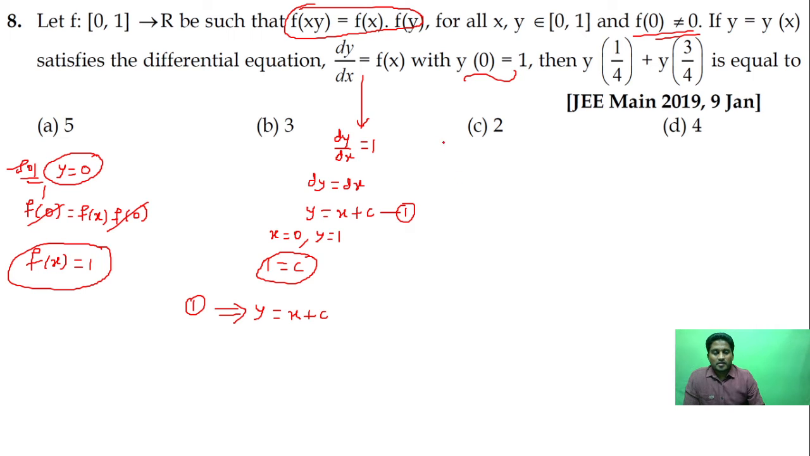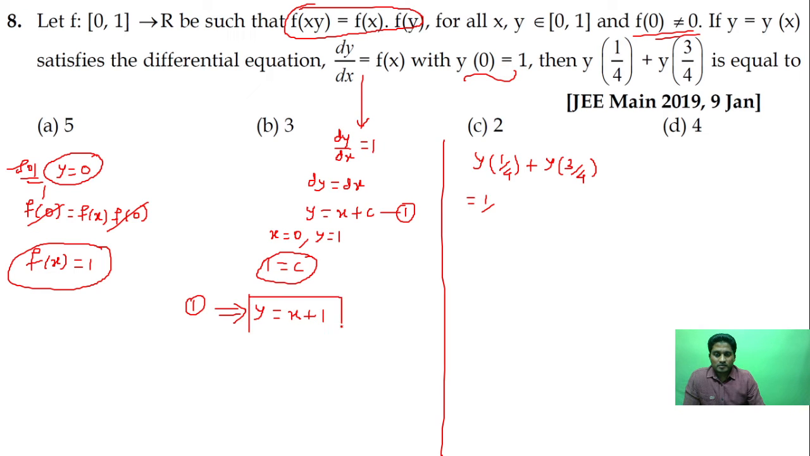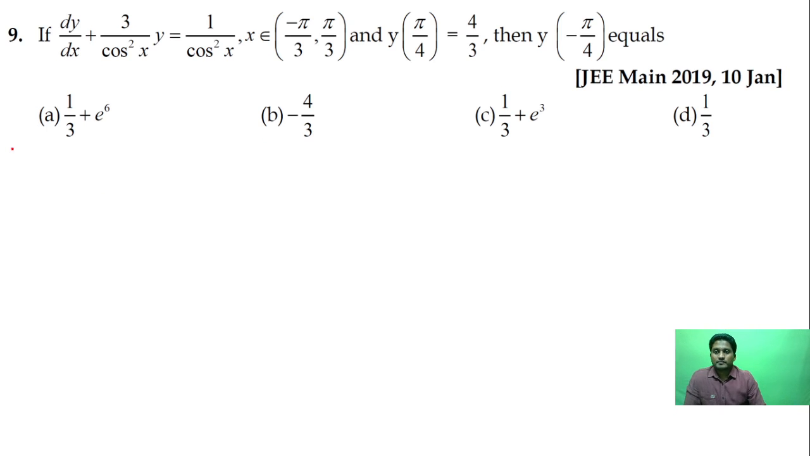Now I am supposed to find out what is y(1/4) plus y(3/4). Since c is 1, y is equal to x plus 1. So y(1/4) is 1/4 plus 1, and y(3/4) is 3/4 plus 1. If you add all this, you get 3. So the answer is option B. Okay, let's move to the next question, guys.